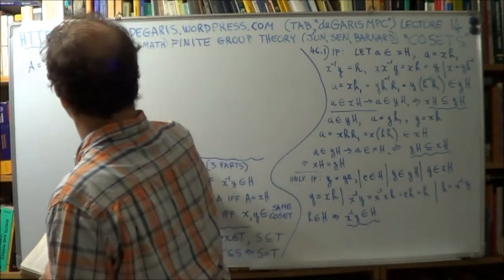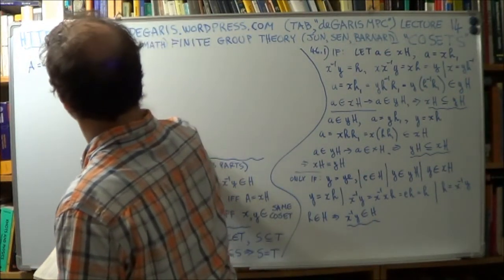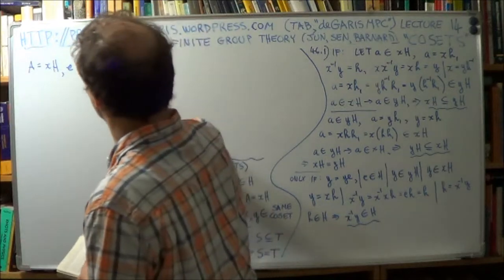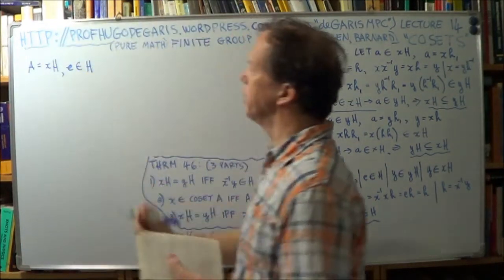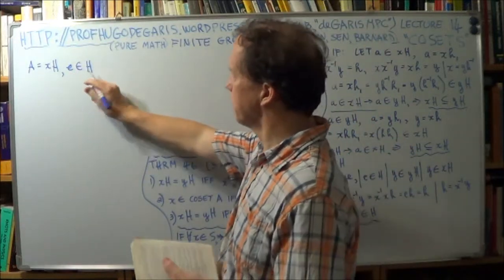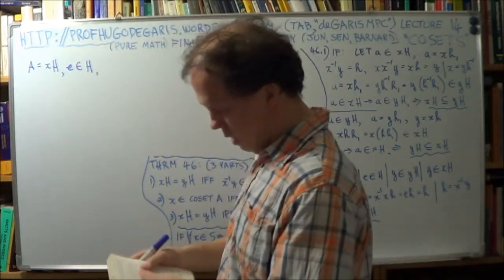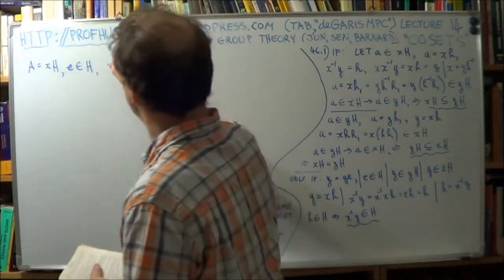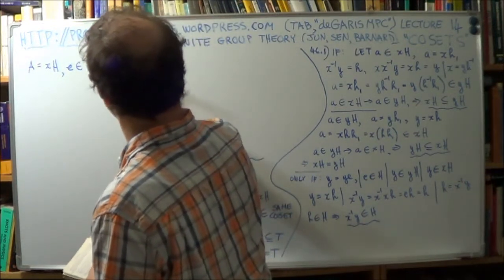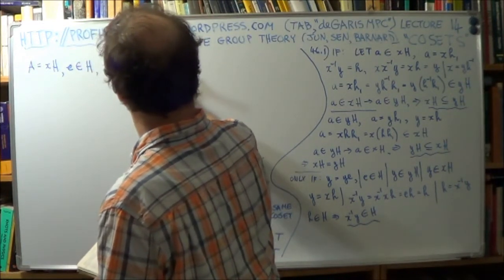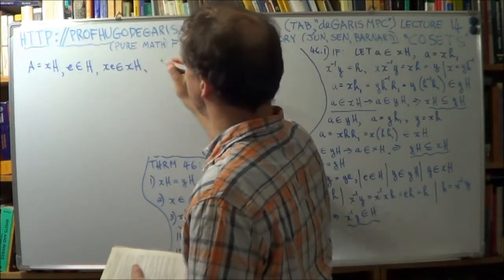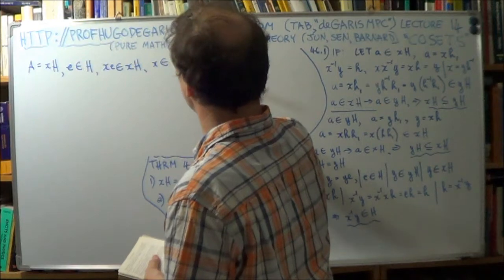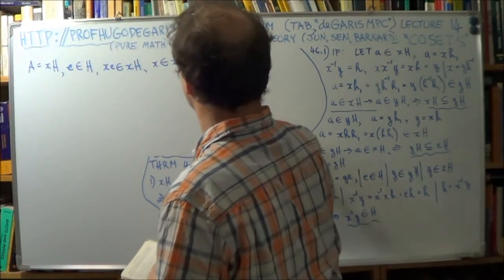Now, element E, the unit, belongs to H. Right? That's true of any group. So the unit E belongs to H. And therefore xE belongs to xH, right? And xE is just x, so therefore x belongs to xH, right?